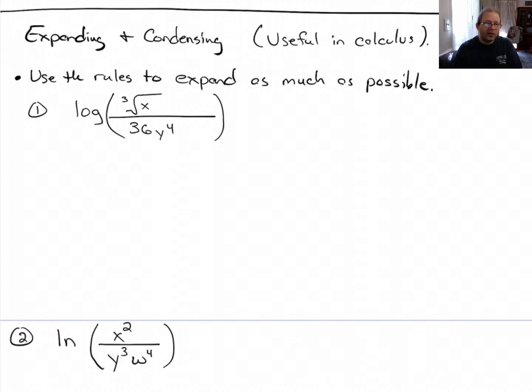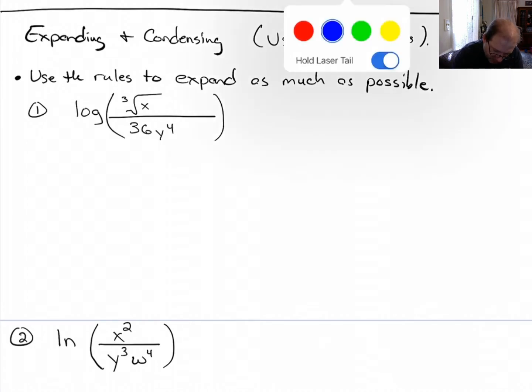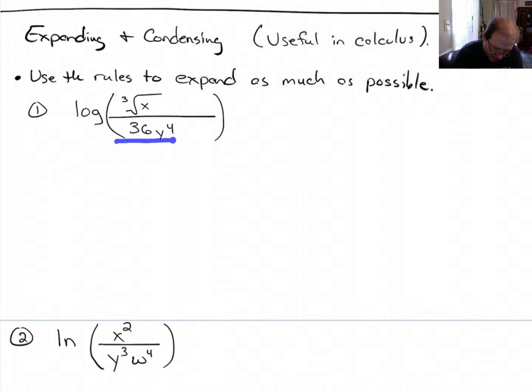So let's use the log rules to expand this thing as much as possible. The idea here is each one of these things inside of these parentheses is going to wind up with its own logarithm. And when I say each of these things, I mean each factor. On top, we've really just got one factor. On bottom, we've got two. We've got 36, and we've got y to the fourth. Each one of these is going to wind up in its own logarithm.